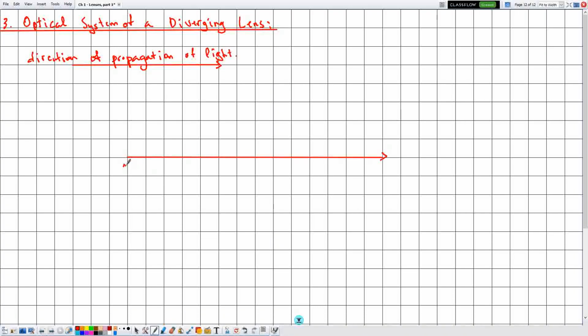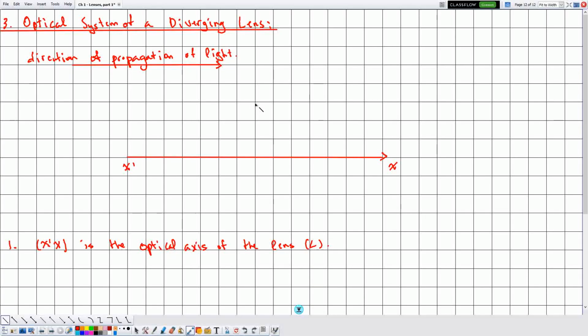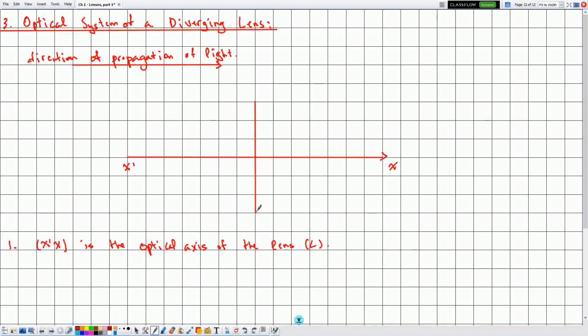So this is the optical axis X prime X. Therefore idea number 1 is the same: X prime X is the optical axis of the lens L. Where is the lens L? Here the lens L we are using is a diverging lens. Then we use the correct symbol of a diverging lens perpendicular to the optical axis. This is the symbol of a diverging lens.